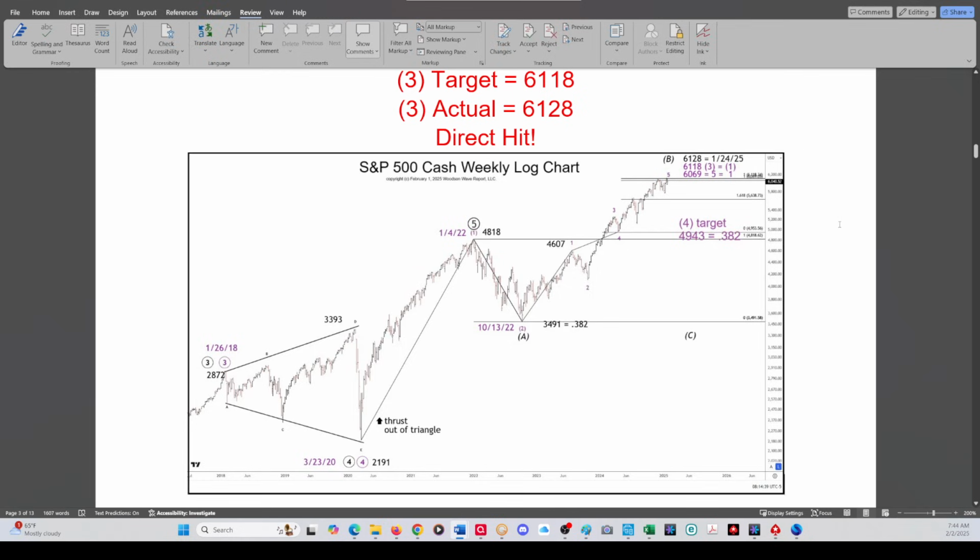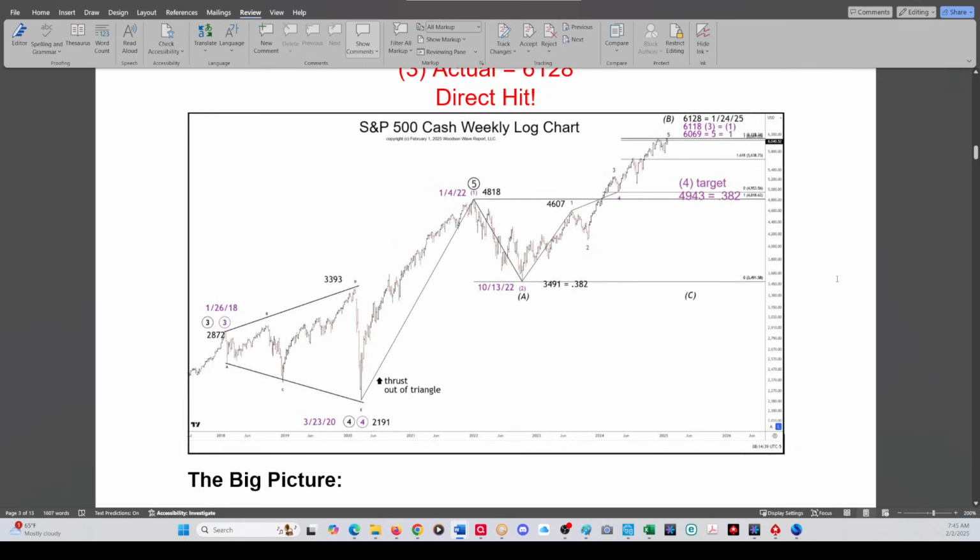Okay, this is a weekly log chart, very long term, goes back to 2018. Actually goes further, but that's the wave 3 high. There's wave 4 low. The black count counts that as wave 5 high. That's the alternate count with an A down, a B up, and then a C down. That would be an expanded flat, if you will, with a higher wave B and a lower wave C, where B goes above the start of A. Start of A is here. There's A, there's B, there's C. That's the alternate count.